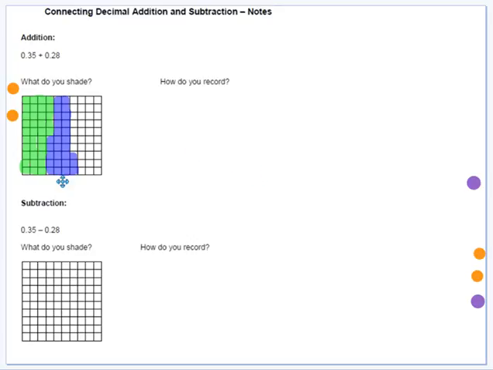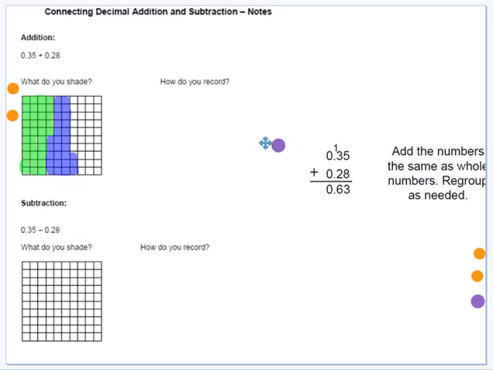So there's my picture representation of this problem, and I can just count all the shaded blocks. So that's going to be 1, 2, 3, 4, 5, 6 full columns shaded in, so that's 6/10 and 3 hundredths. So my answer should be 63 hundredths when I add 35 hundredths and 28 hundredths.